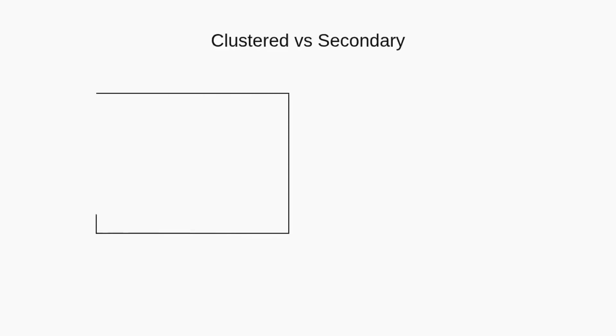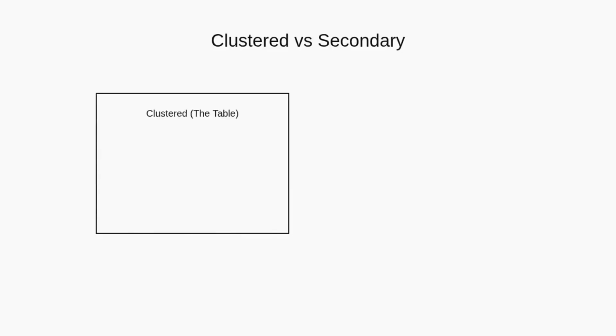But wait, why not just sort the main table itself? That's called a clustered index. In many databases, like MySQL's InnoDB, the table is the index. The rows are physically stored on disk in the order of the primary key. This is why searching by primary key is always the fastest possible operation.